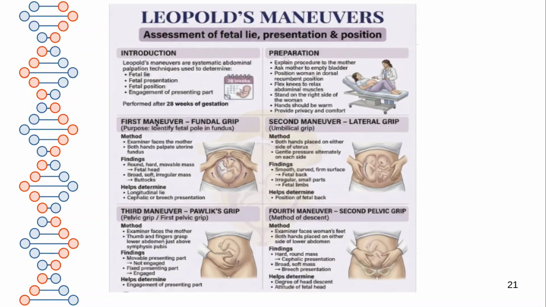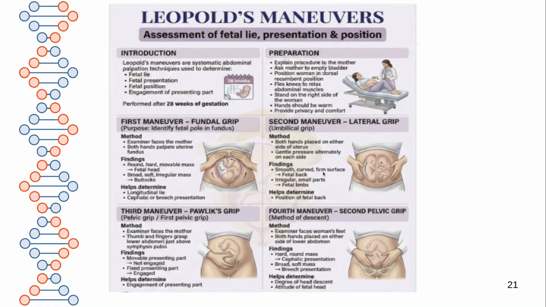Then the second maneuver. The first maneuver is fundal grip; the second maneuver is lateral grip. Once you finish the fundal palpation, go to the lateral palpation, or umbilical grip. Method: both hands are placed on either side of the uterus. Apply gentle pressure alternately on both sides to feel the parts of the fetus.